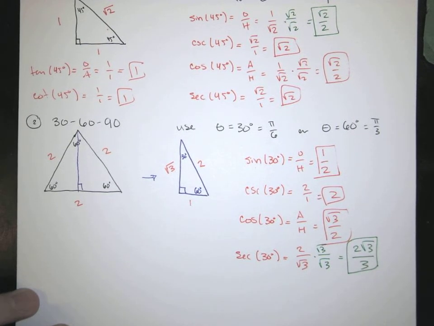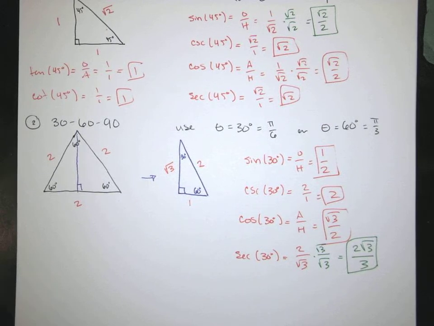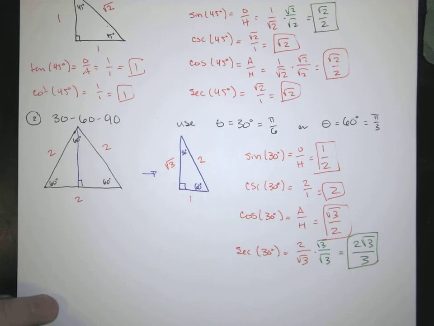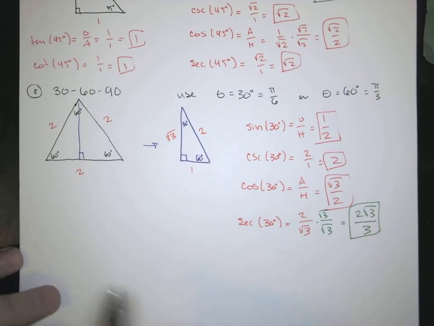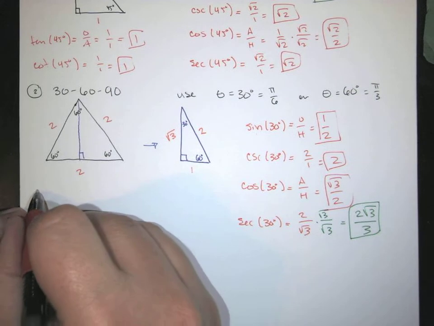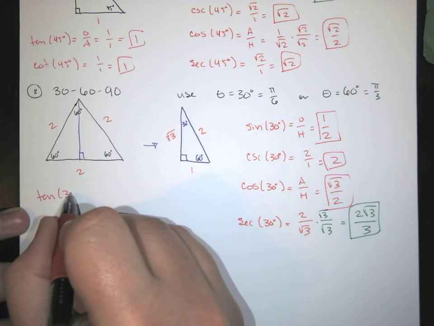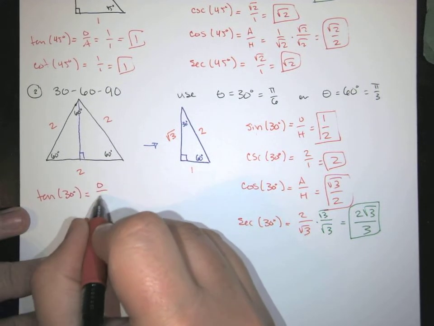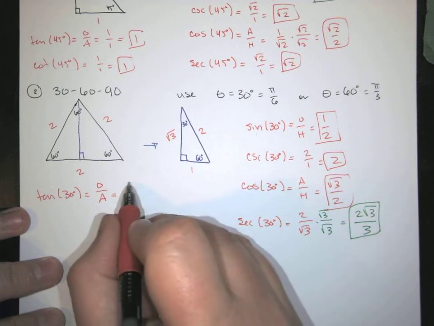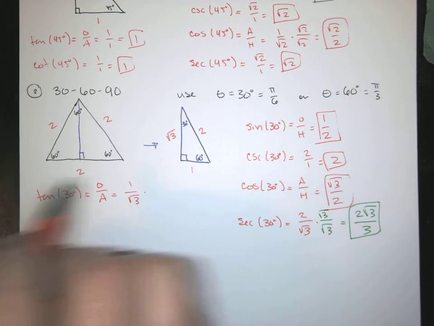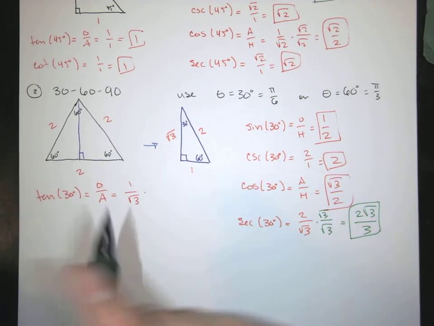Ending up with our rationalized ones in green, I guess. Not on purpose. What the heck, we got time. I guess maybe we'll just end up doing everything before all is said and done. I'll do my tangents over here again. So tangent 30 degrees, so that's opposite over adjacent. So my opposite is 1, my adjacent is root 3. Rationalize it.